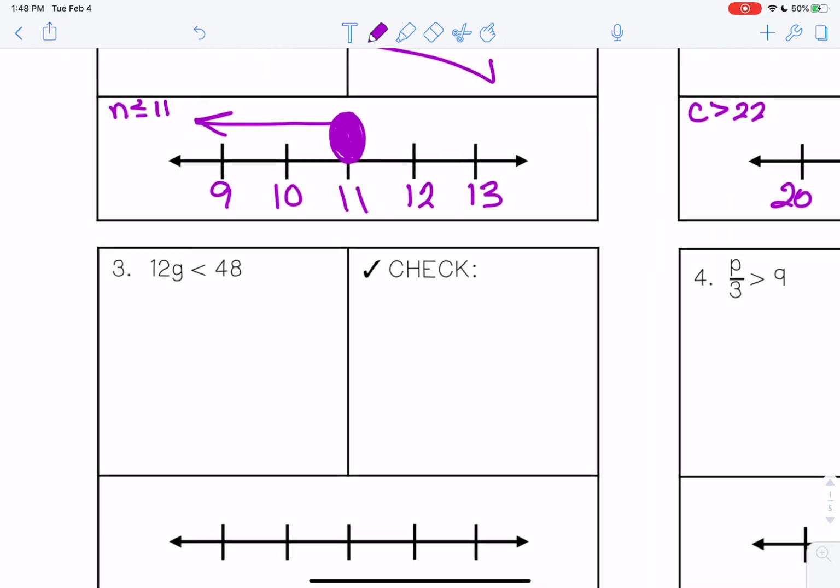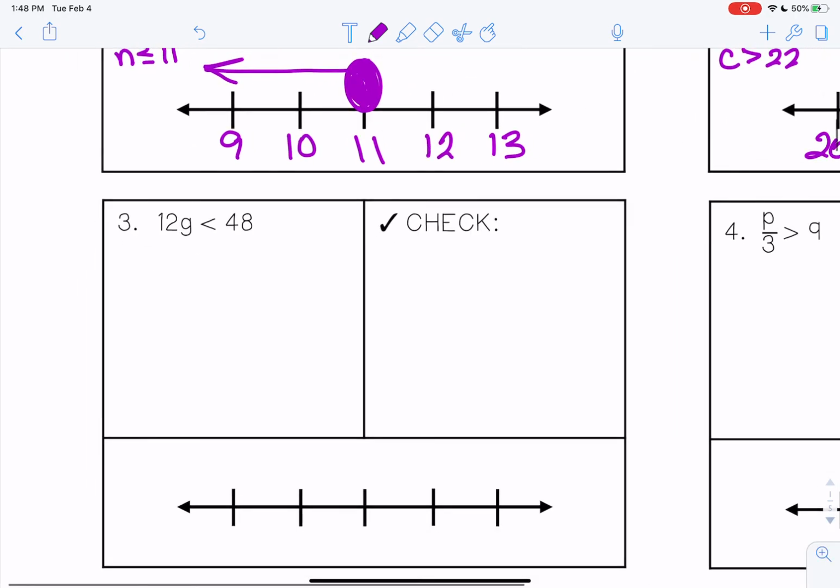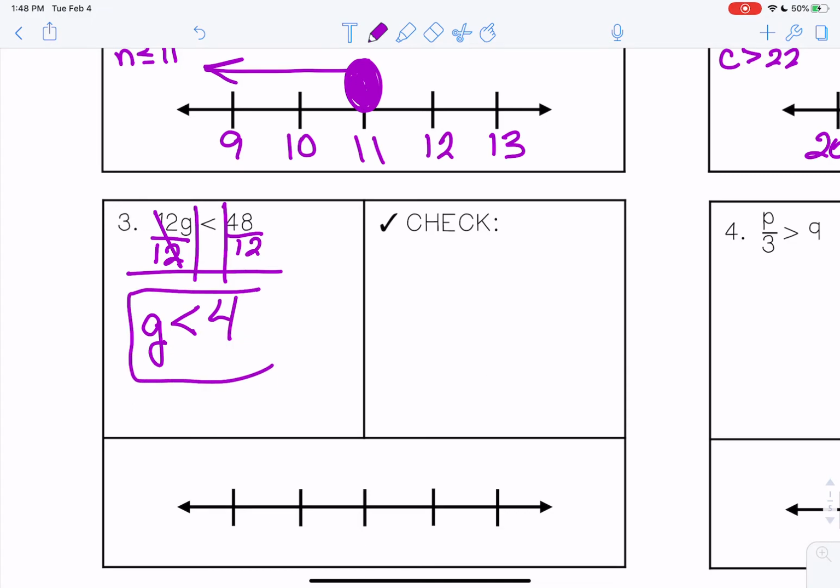Let's take a look at 13. Step 1, draw the river. Now we're going to do the opposite. If that's 12 times G, then the opposite would be to divide by 12 on both sides. The 12's cancel out, and I get G is less than 48 divided by 12, which is 4.